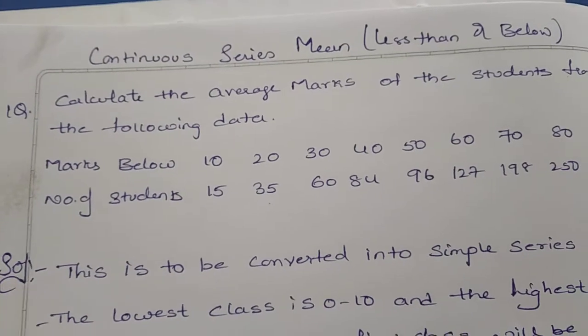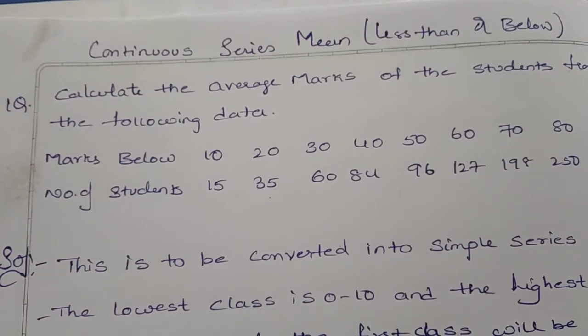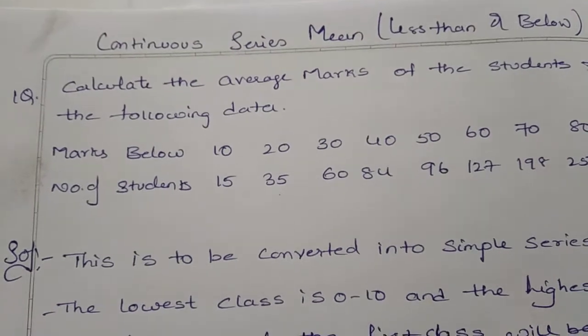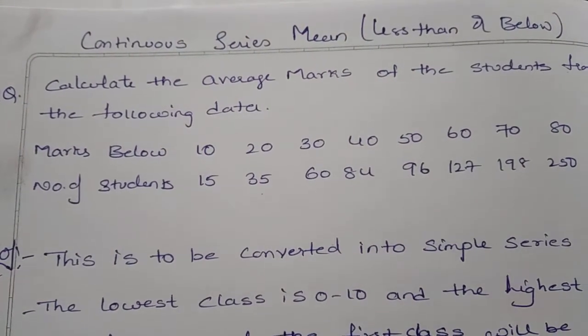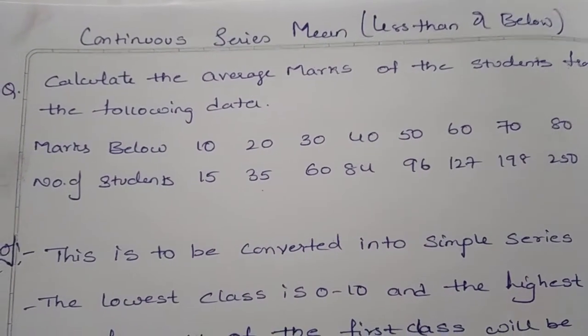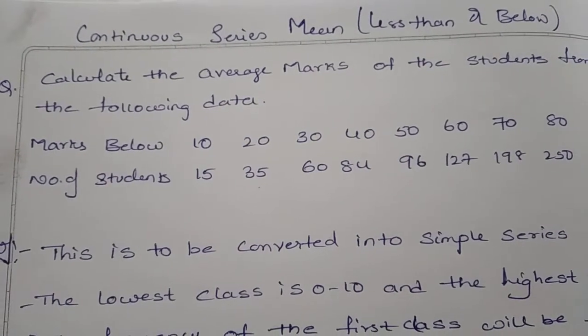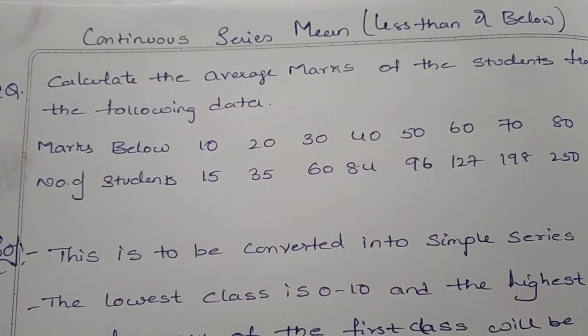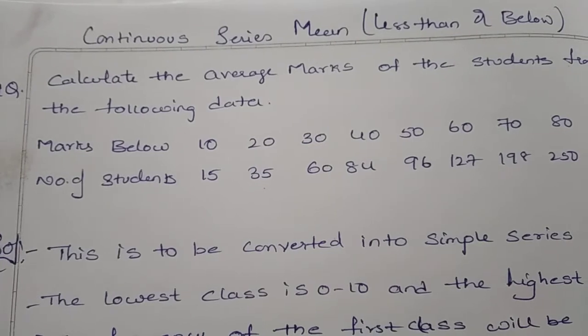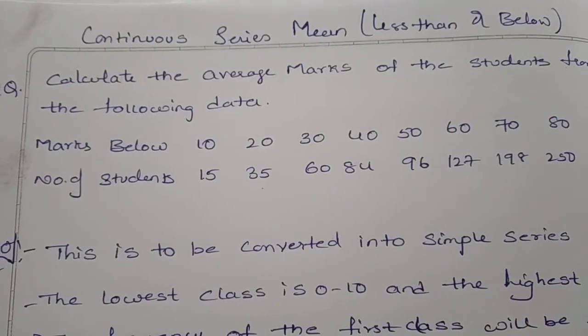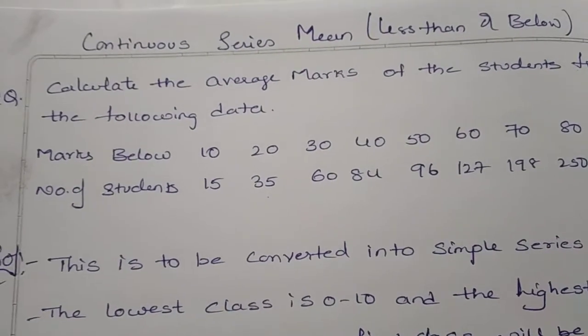So how has the question been given? Once you observe here, marks below have been given: marks below 10, 20, 30, 40, 50, 60, 70, up to 80. And the number of students is given as 15, 35, 60, 84, 96, 127, 198, 250. In that way he has given.